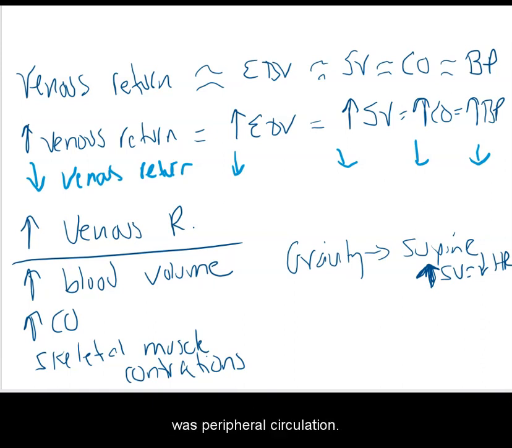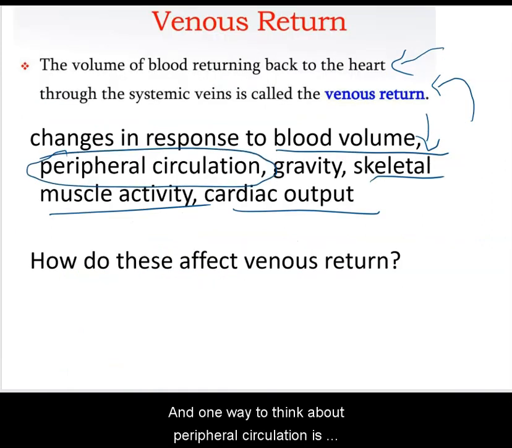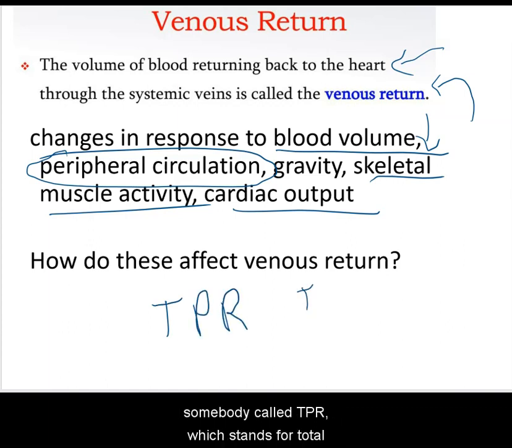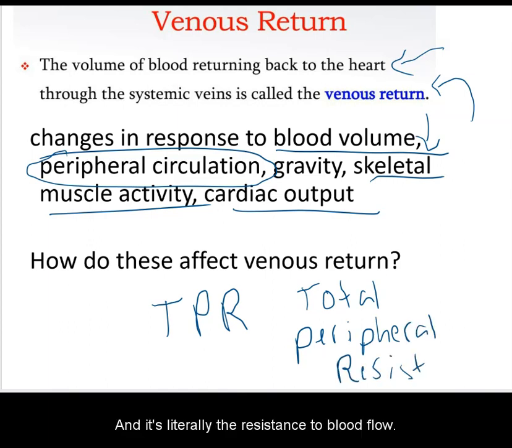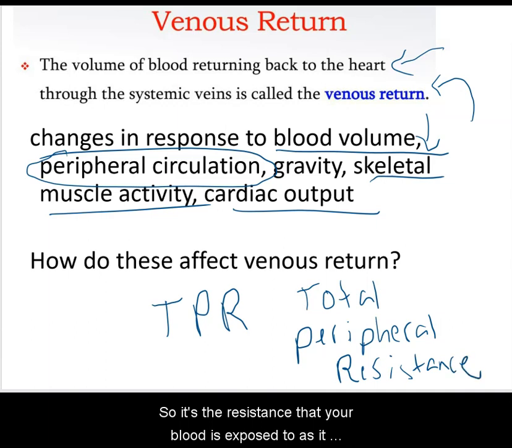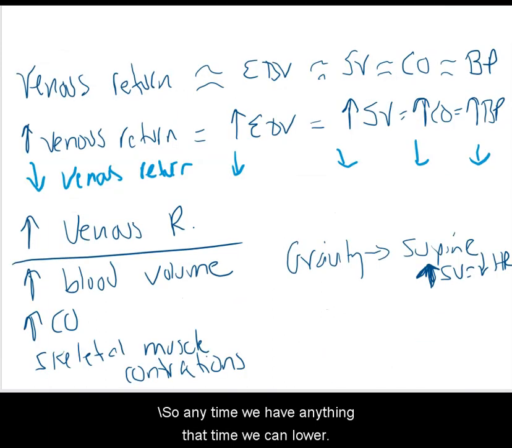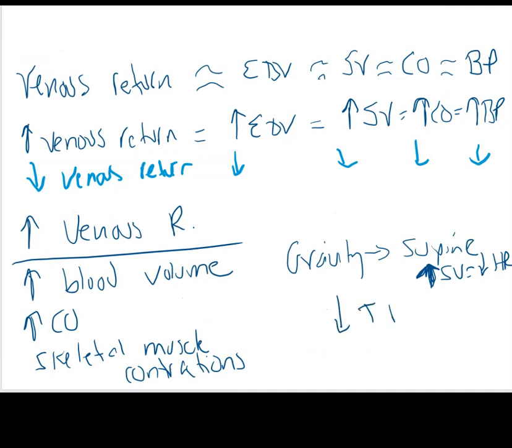And the other thing you saw was peripheral circulation. And one way to think about peripheral circulation is something called TPR, which stands for total peripheral resistance. And it's literally the resistance to blood flow. So it's the resistance that your blood is exposed to as it flows through your blood vessels. So anytime we can lower our resistance, we'll have our greatest venous return.